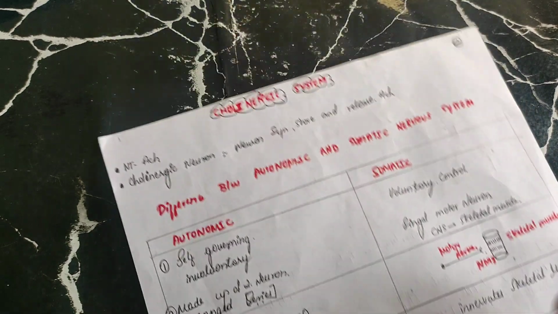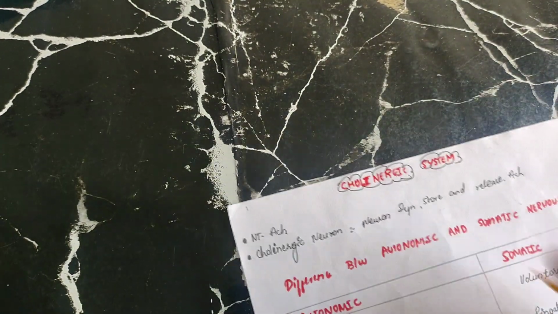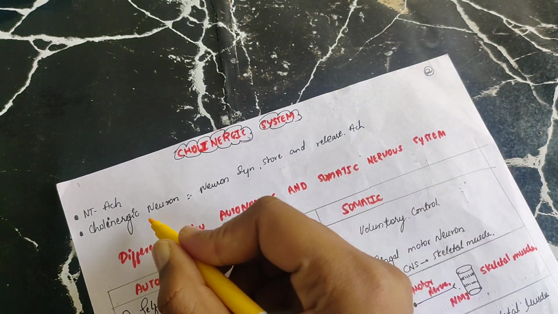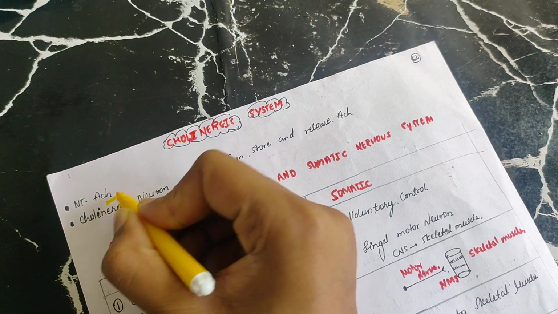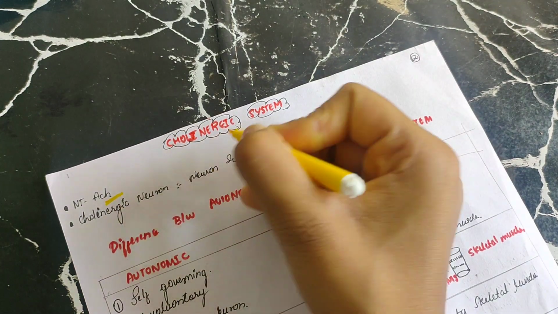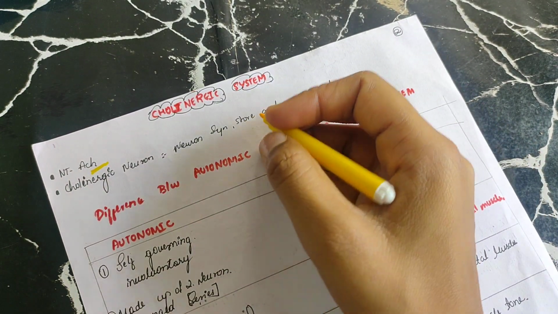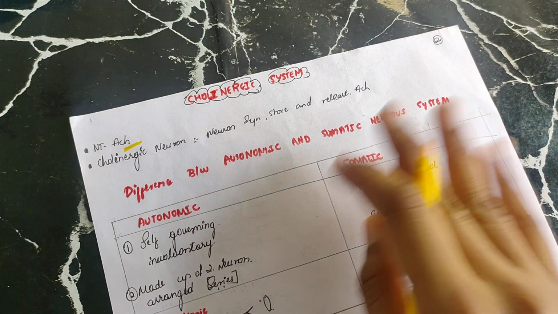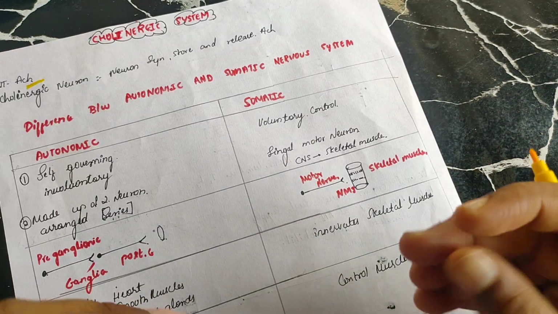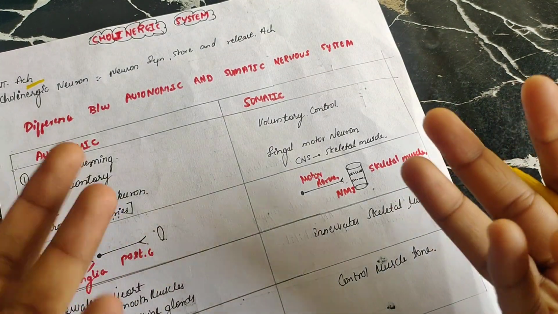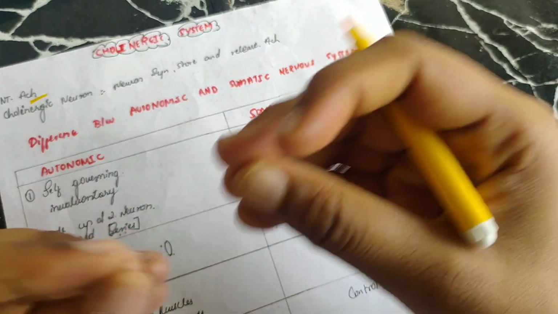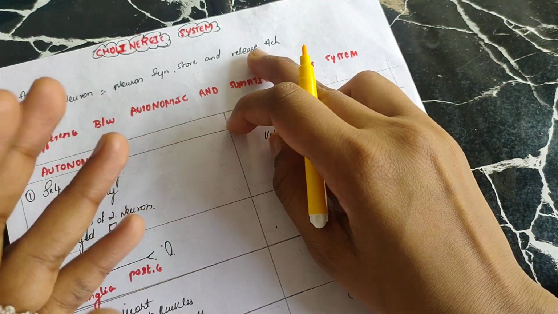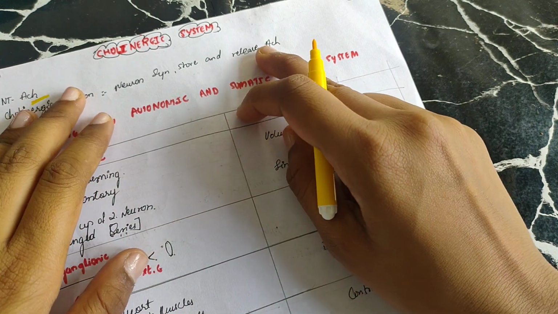The cholinergic system, as the name says, the neurotransmitter in the cholinergic nervous system will be acetylcholine. So this neurotransmitter in this system is acetylcholine. So the parasympathetic nervous system is also known as cholinergic system. These cholinergic neurons are the neurons which synthesize, store, and then release acetylcholine. The neurons which synthesize, store, and release acetylcholine are cholinergic neurons.